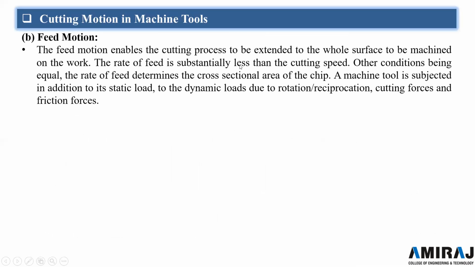The rate of feed is substantially less than the cutting speed, and other conditions being equal, the rate of feed determines the cross-section area of the chip. The feed will always be less than the cutting speed. A machine tool is subjected, in addition to its static load, to dynamic load due to reciprocating and rotary motion, cutting forces and friction forces.